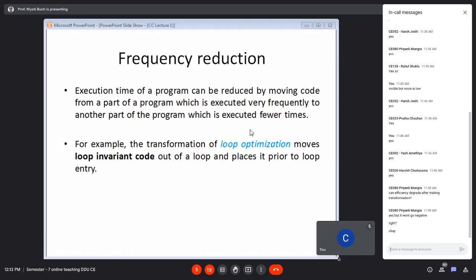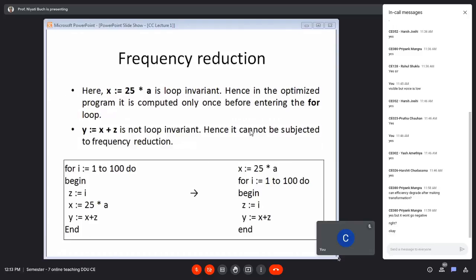So let's take an example. First look at the code given in the lower part of the presentation. There is a loop, a for loop, and in this for loop there are a total of 3 statements. The for loop starts, then there is an assignment of the value of I into Z. Then there is a computation of 25 into A, assuming there is an identifier A, and that value is assigned to X. Now X is added to Z and the value is stored in Y.